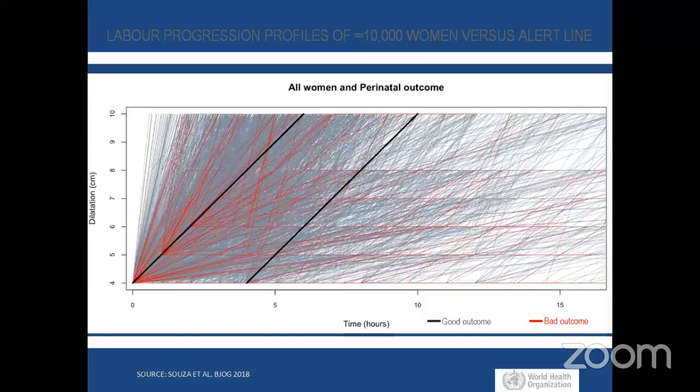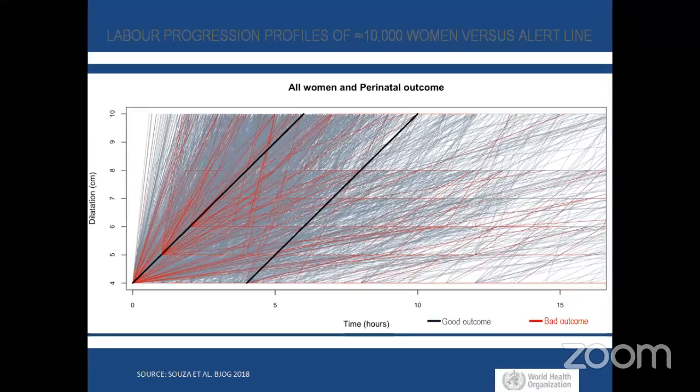And can you see how many ash colored lines you can see on the right of the action line? So many. And all of them had good outcomes. And vice versa. How many red colored lines can you see even on the other side of the alert line? So even being on the safe side of the alert line, still bad outcome. So that is why the partograph fell into disuse, or the plotting of this graph fell into disuse.